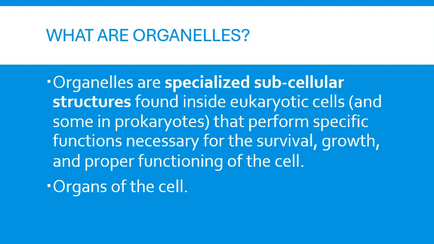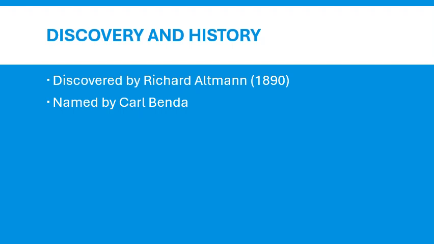Organelles are specialized subcellular structures found in eukaryotic cells, and in some cases in some prokaryotic cells as well. You can see these as the organs of the cell, like you have different organs in your body. Similarly, these organelles are the organs of the cell. They carry out proper function, and each organelle has a different function for the survival and growth of the cell. They are necessary.